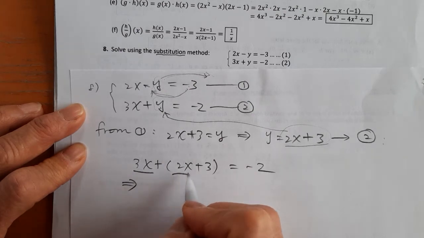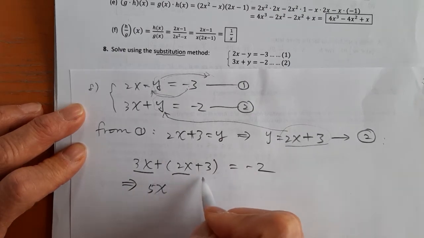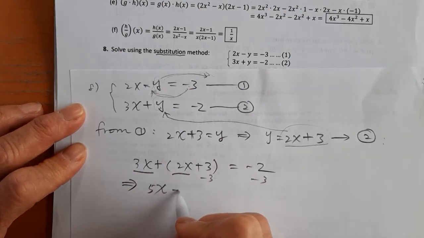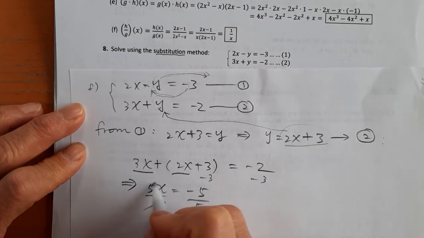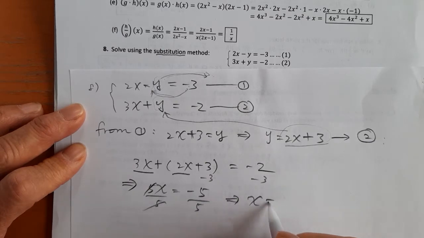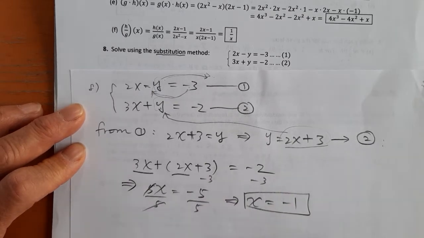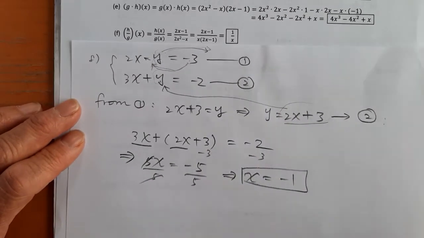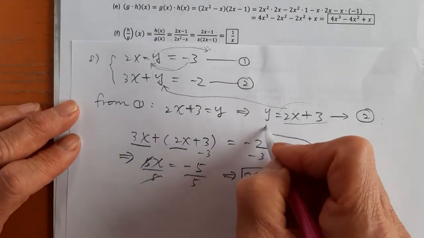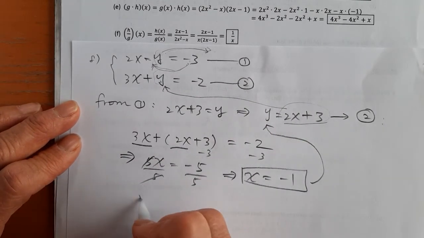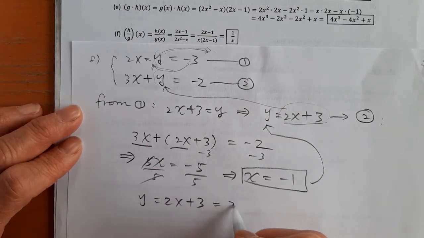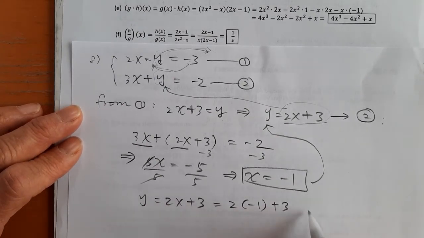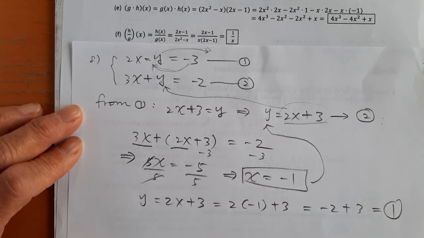Then combine: 3x add 2x is 5x. Minus 3 both sides, and you got negative 5. Then divide by 5, cancel 5. So you got x equal negative 1. That's the first one. X equal negative 1. Then plug it in here and you get y. So y equal 2x plus 3. X is negative 1, and we get negative 2 plus 3. So y equal 1.